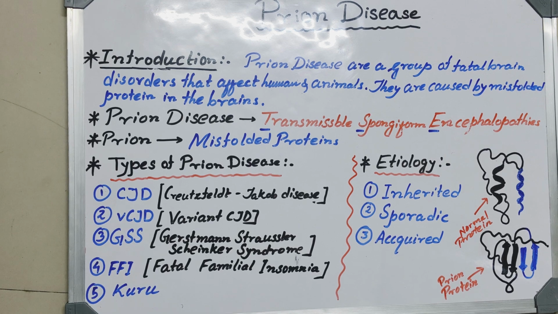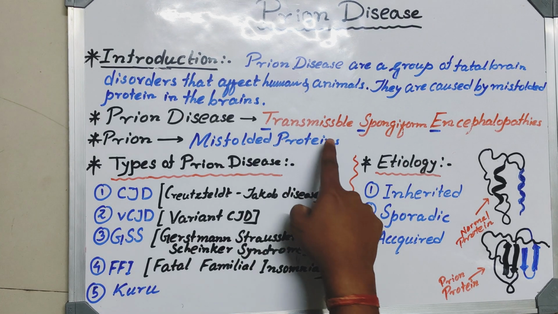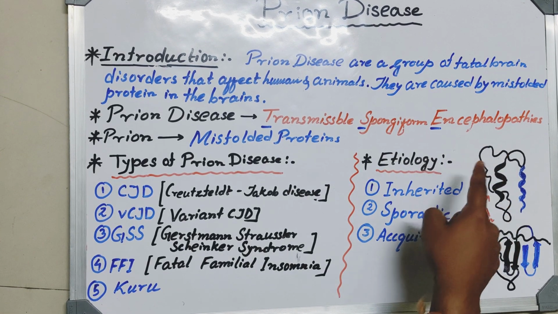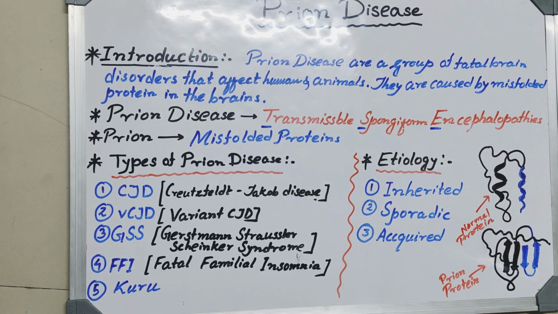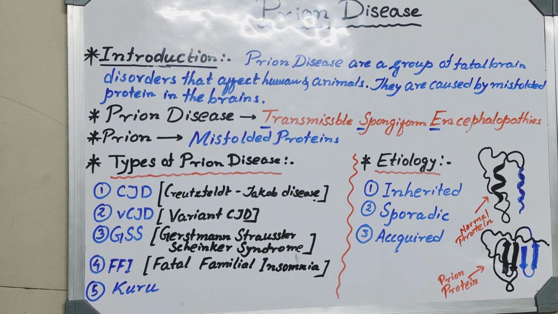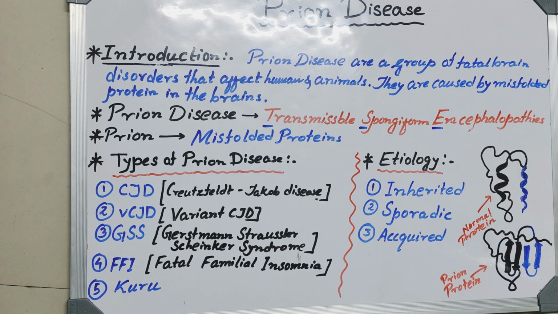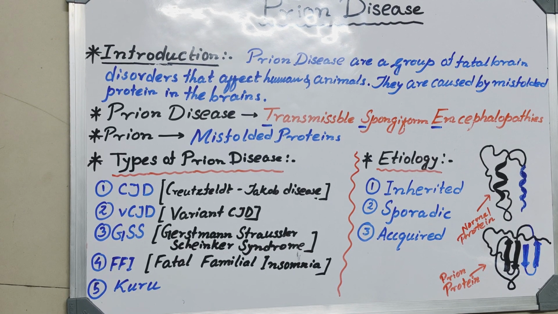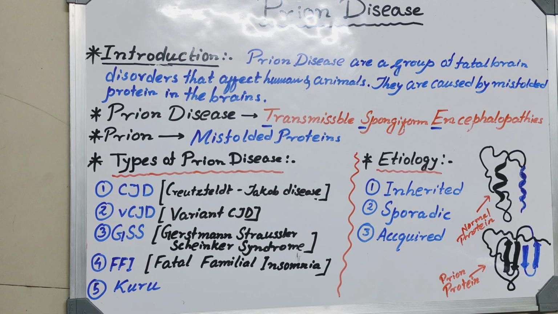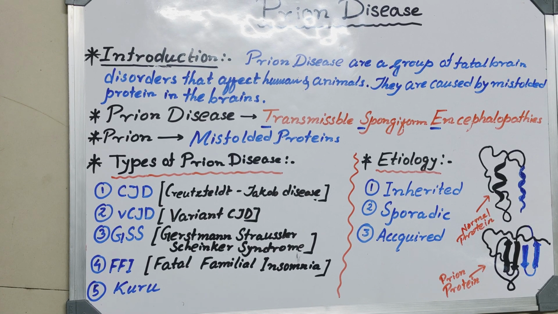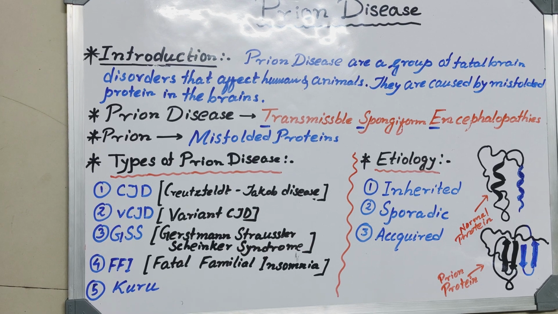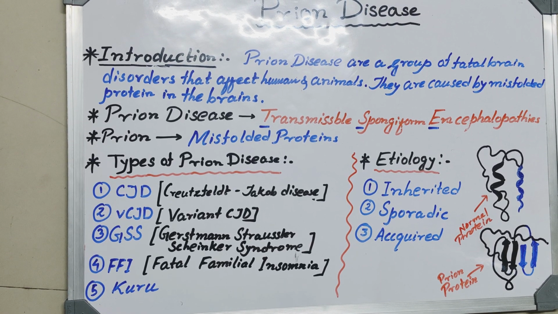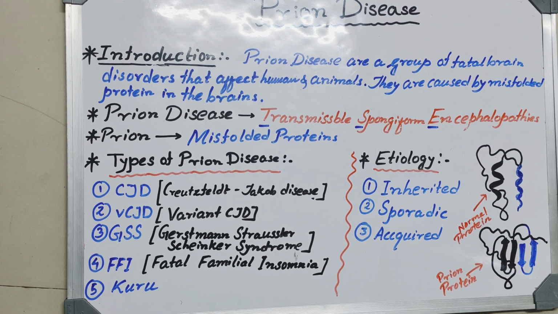These prion diseases are also called transmissible spongiform encephalopathies, or TSE. So what is this TSE? The name comes from the sponge-like appearance of the brain tissue due to cell death. In prion disease, our brain takes on a sponge-like appearance. That's why it is called TSE.